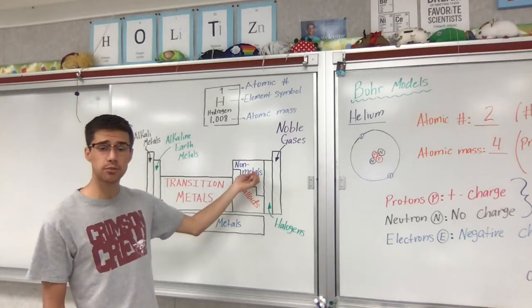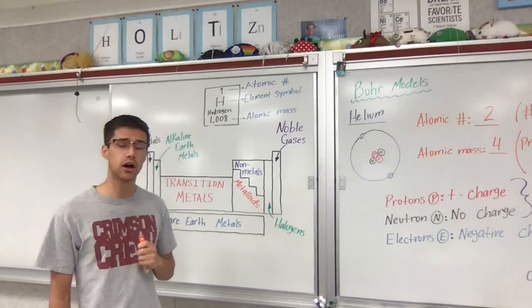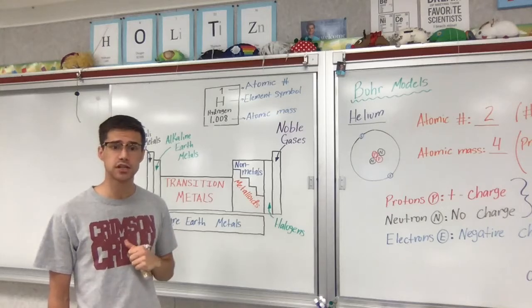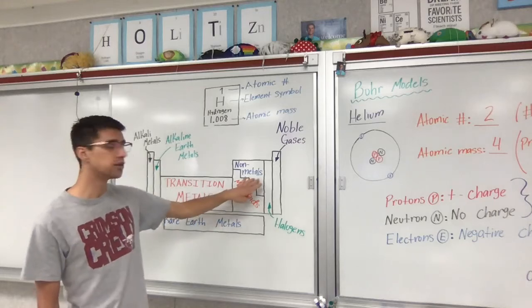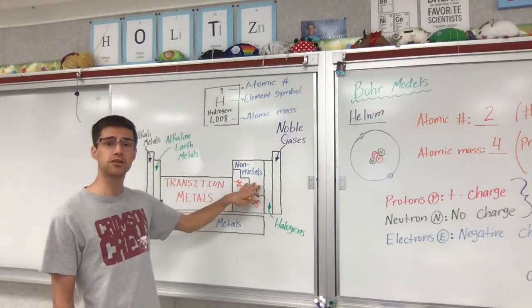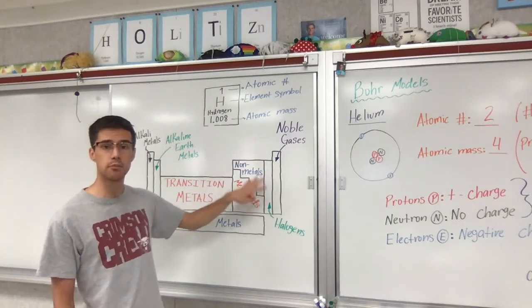Carbon is another good example. We use carbon to make graphite. We also use carbon to make diamonds. Neither of those things are metals, even though diamond's really strong, but they don't show metallic characteristics. So this section is referred to as our non-metals.